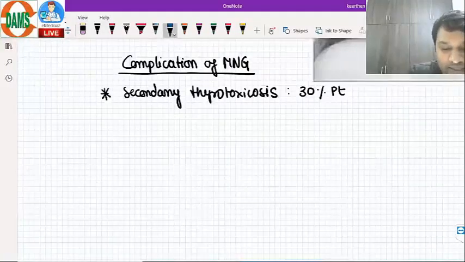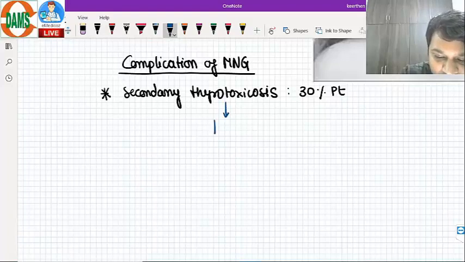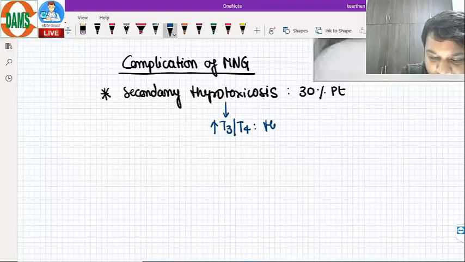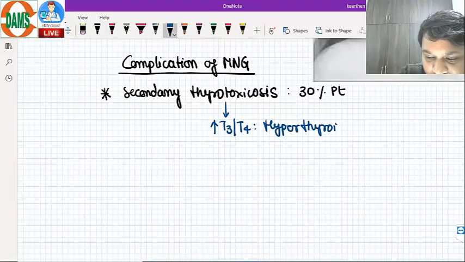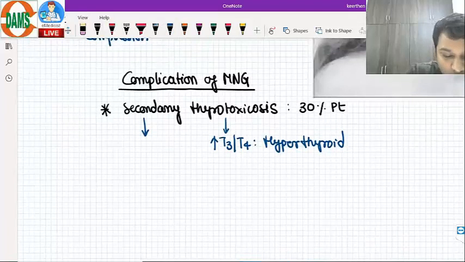Now, what do you mean by secondary thyrotoxicosis? Thyrotoxicosis, thyro is thyrotoxic, means increase in state. So there will be an increase in the level of T3 and T4, resulting in a hyperthyroid state. Secondary to what? Secondary to what is the question? Secondary to pre-existing swelling.